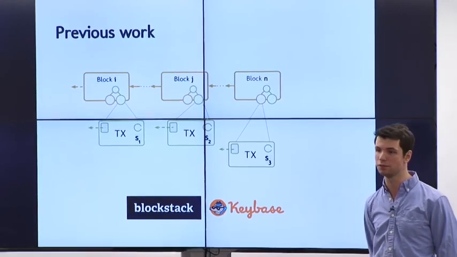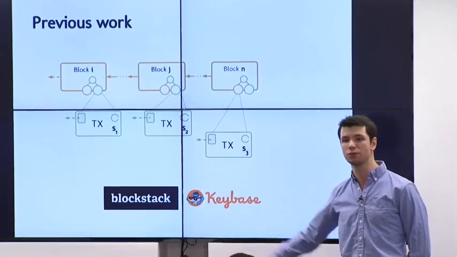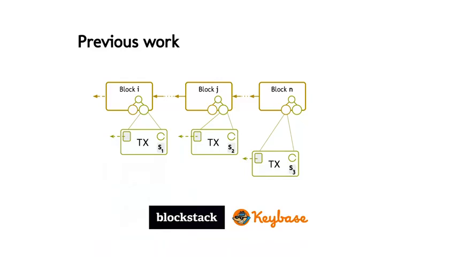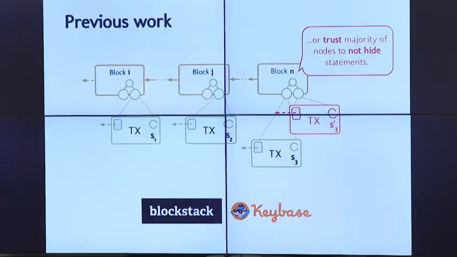Everybody can be a Bitcoin full node. So it becomes a very bandwidth-intensive process, because you have to ask a lot of full nodes to deal with the fact that someone might lie to you. So you either need to download full blocks to find a missing statement that a Bitcoin full node might hide from you, or you can trust the majority of Bitcoin full nodes to not hide statements, which is not very good, right? I don't want to trust these full nodes, because all of you could run a full node right now in the Bitcoin network. It doesn't cost you anything. And if I talk to your malicious full nodes, I could be screwed.